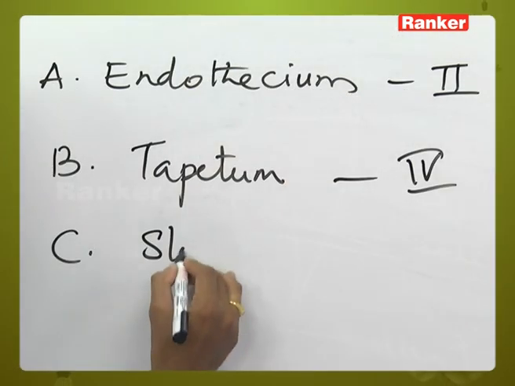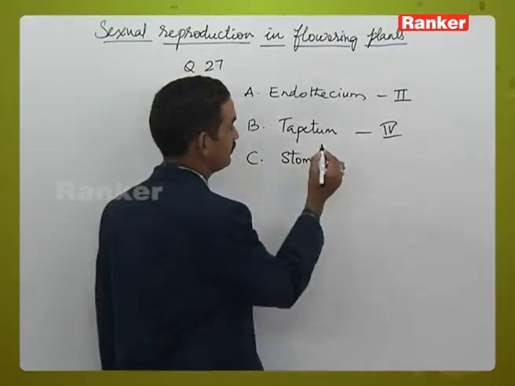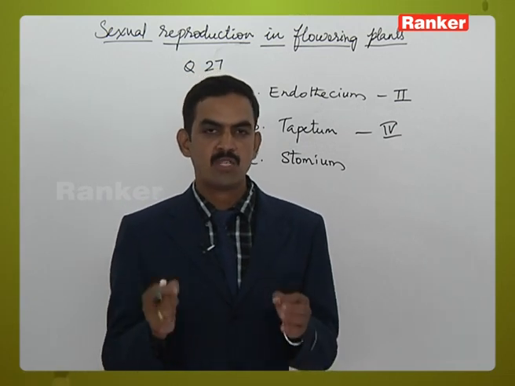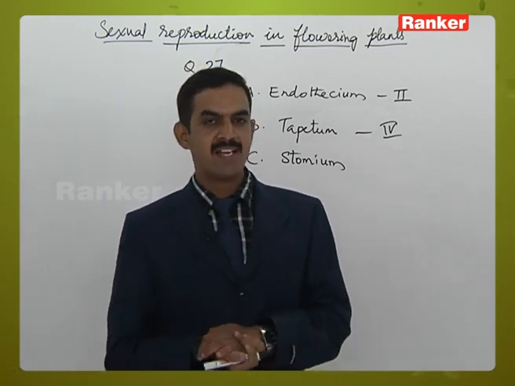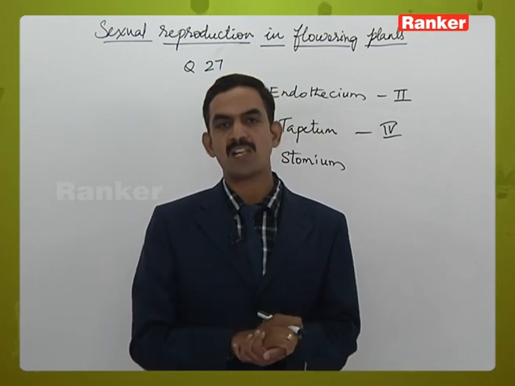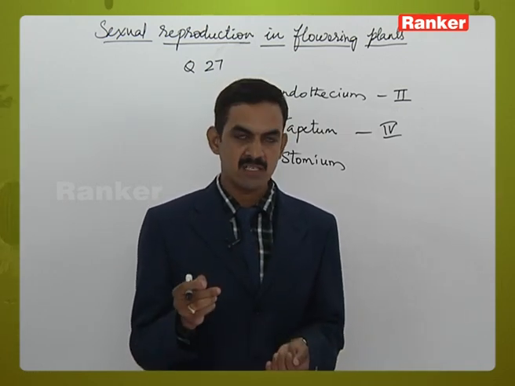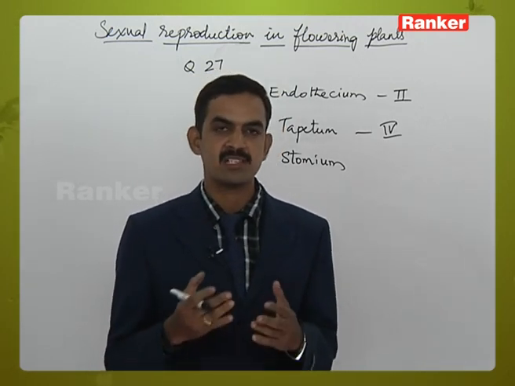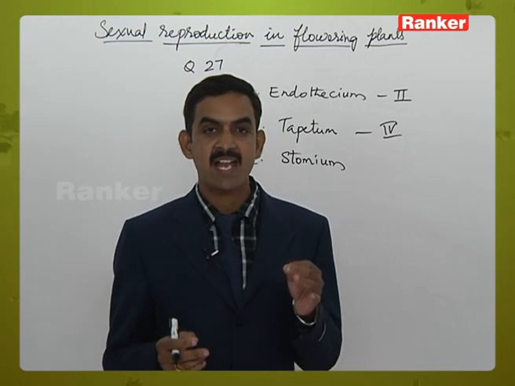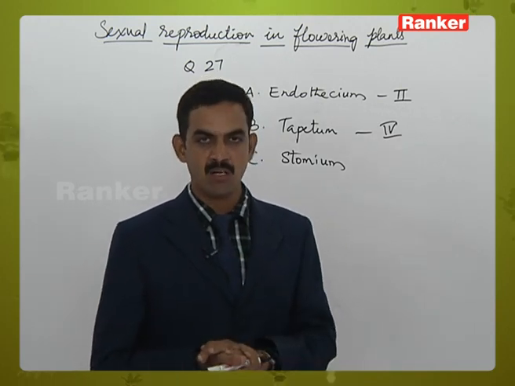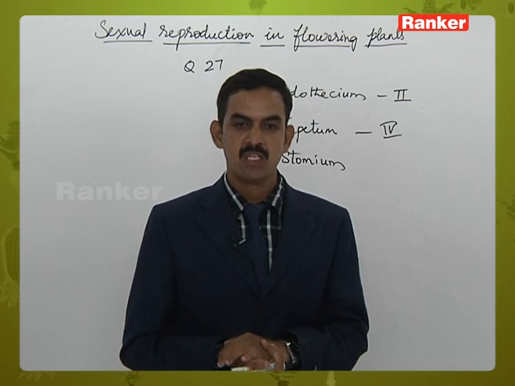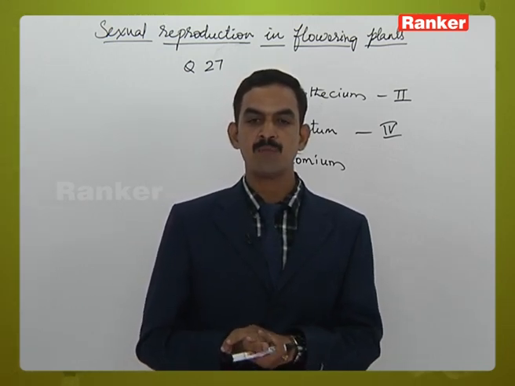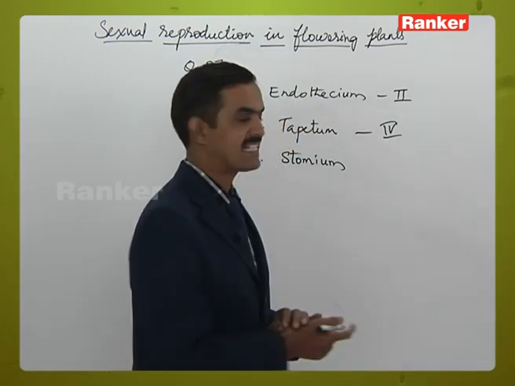C. Stomium. In the anther wall, the outermost layer is the epidermis, and the epidermal cells present between two pollen sacs are large in size and have thin cell walls. Those thin-walled, large cells are called stomium cells, which help in dehiscence of the anther wall when the anther matures. So from the given options, stomium is related to 1, that is, present between the pollen sacs.